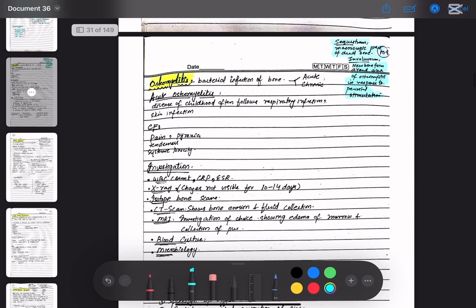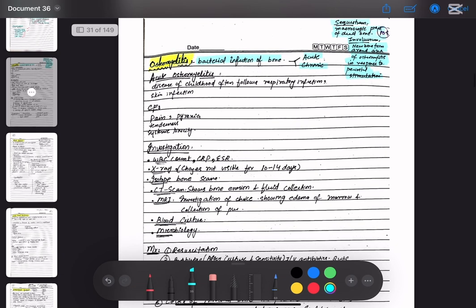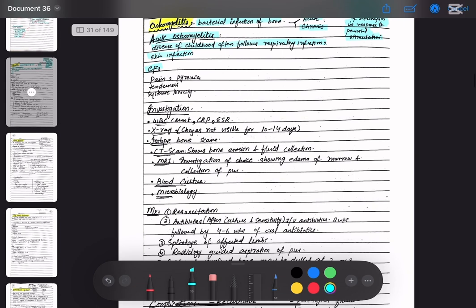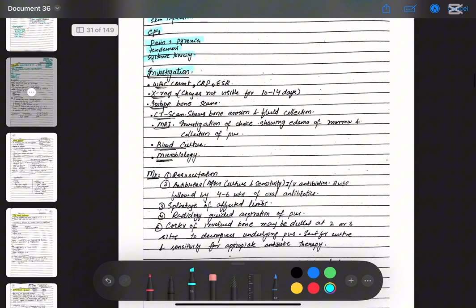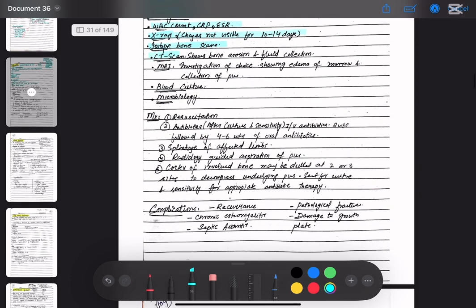Okay, now osteomyelitis, we are having the bacterial infection of the bone, and it is acute and chronic. And in acute osteomyelitis, it is a disease of the childhood, often follows respiratory infection and skin infection. And the clinical features are pain, pyrexia, tenderness, and systemic toxicity. The investigations are WBC count, CRP, and ESR raised. X-ray change is not visible for 10 to 14 days. Isotope bone scans. CT scan shows bone erosion and fluid collection, and MRI is investigation of choice, showing edema of marrow and collection of pus, and blood culture is done, and microbiology is done.